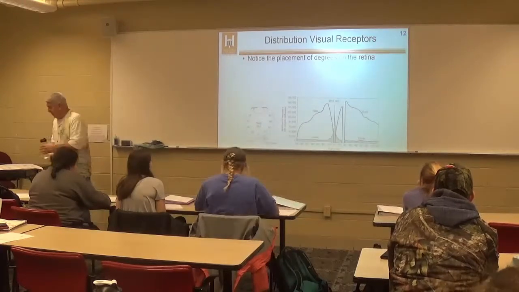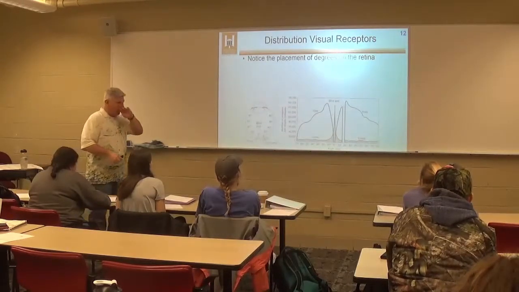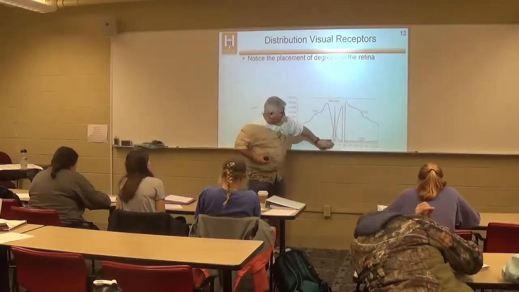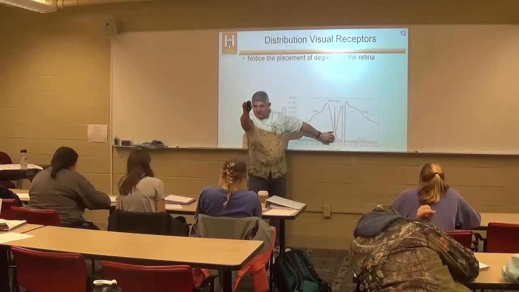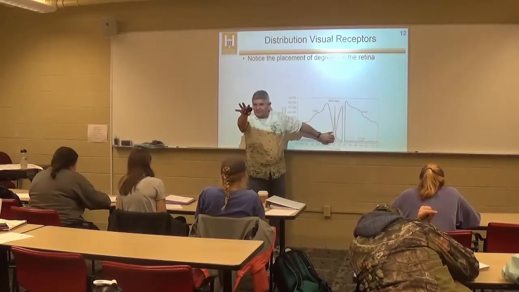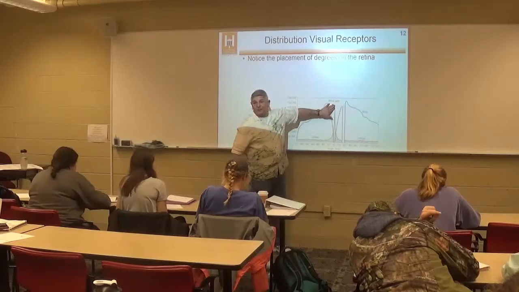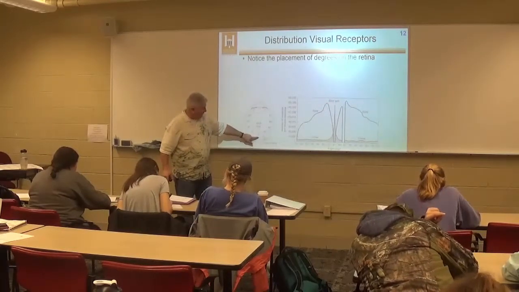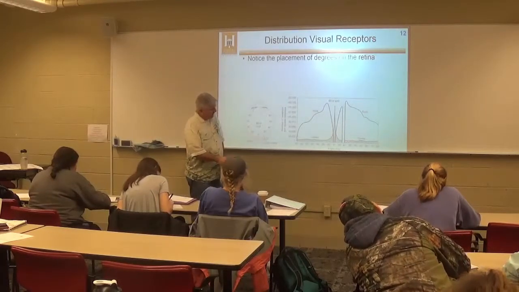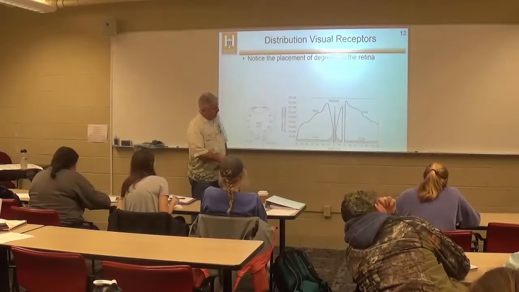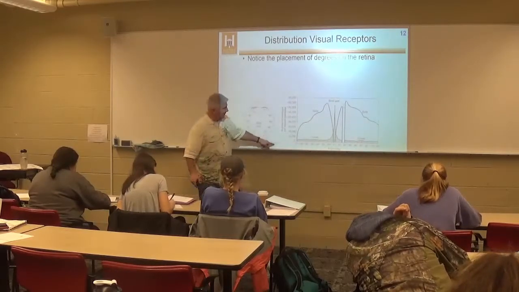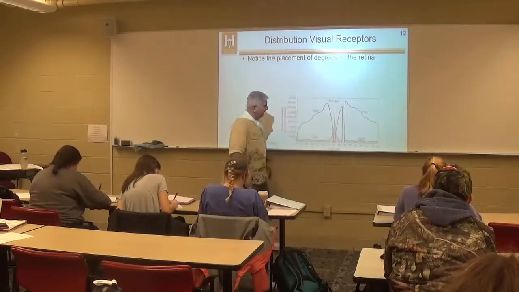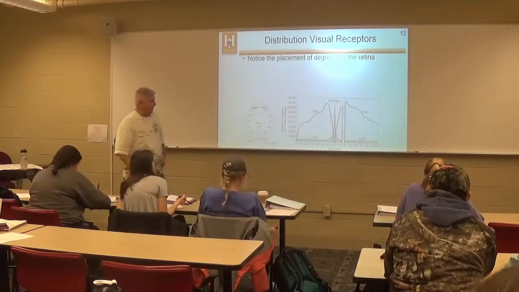If we look at the placement of rods and cones on the retina, they're not evenly distributed. The fovea, 0 degrees, that's our center of vision, is our best discrimination. And we have the highest amount of cones there. So here's our fovea, 0, right? What's going on over here? Right, that's where the optic nerve is. So there are 0 rods and 0 cones in that area, about 20 degrees off center.